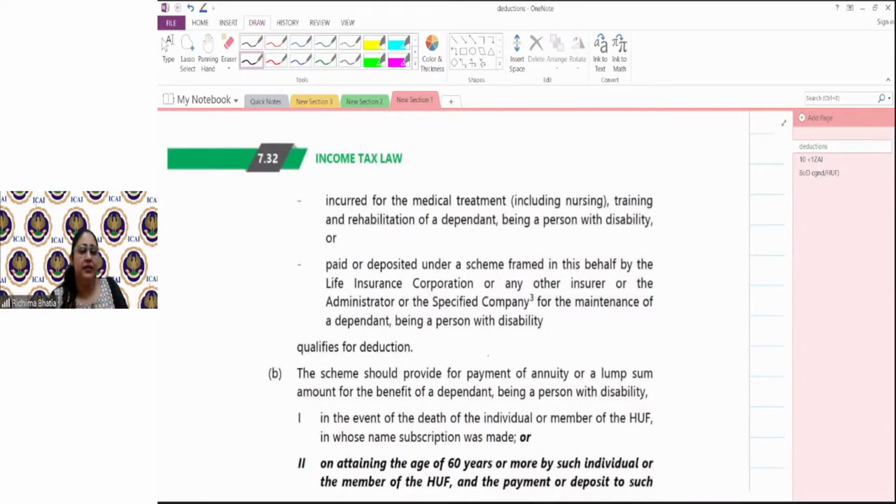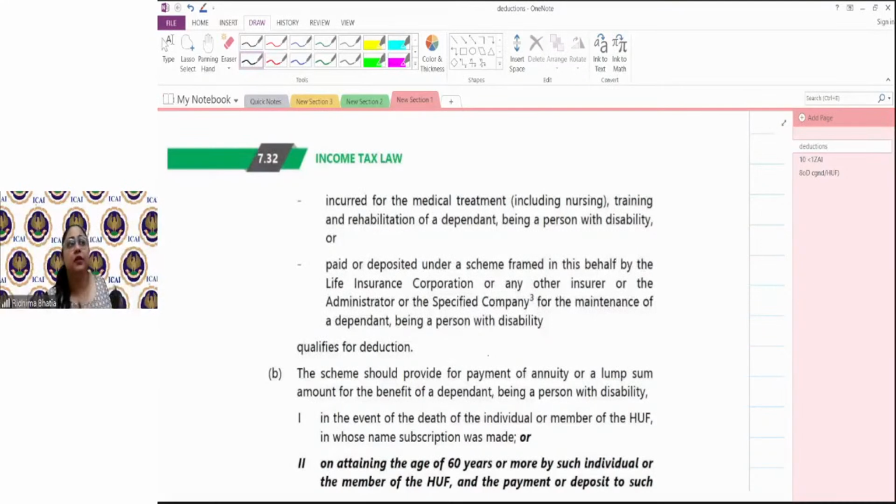If they are dependent and disabled and you're maintaining them or keeping a nurse for them or keeping regular expenditures for them, then you are maintaining them, including their medical treatment. Since they are disabled, the assessee is taking care of their medical treatment. They are taking care of or having a premium or policies and life insurance against them, so that in case the assessee dies, there is a policy to cover the medical expenses and the maintaining expenses of the dependent disabled.